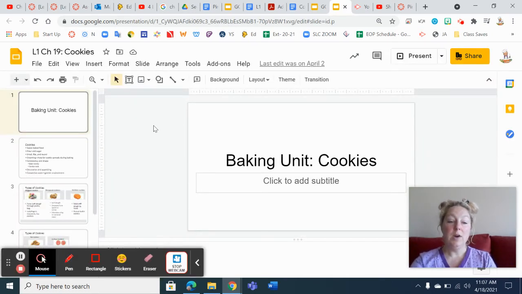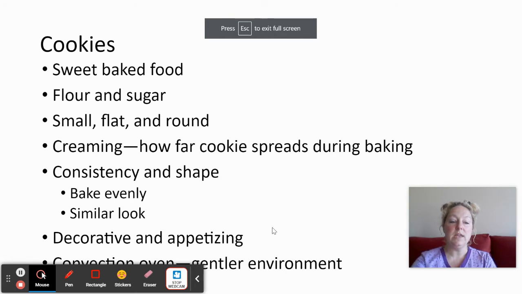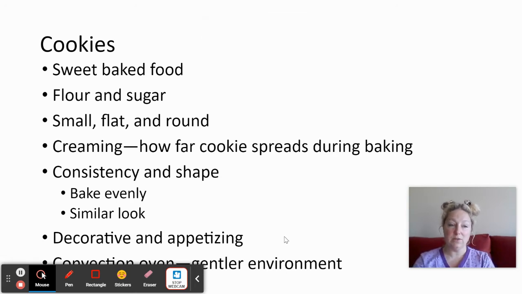For this video, we're going to be talking about different types of cookies. When we're talking about cookies, we are talking about one of the most versatile baked goods that there are. It is a sweet baked food. It is made of flour and sugar. You have some form of fat, and cookies are a high fat baked good product.